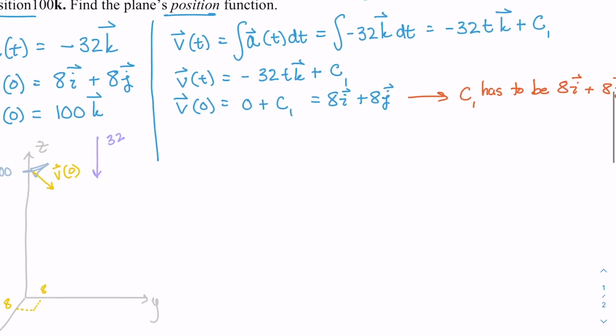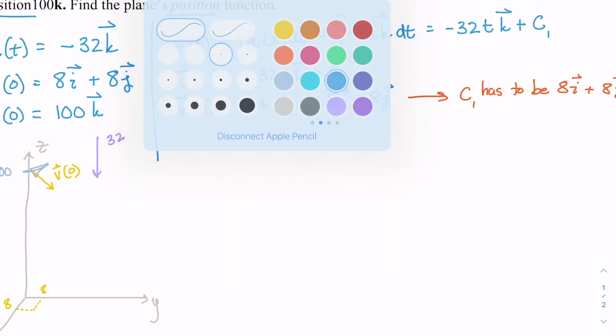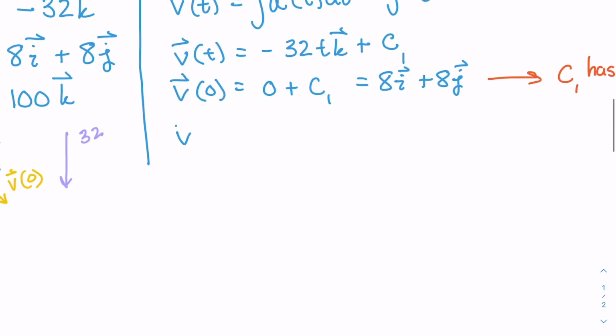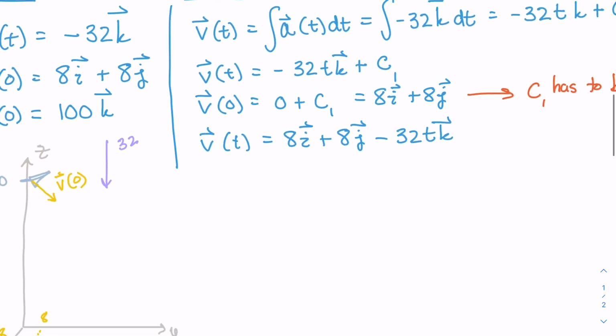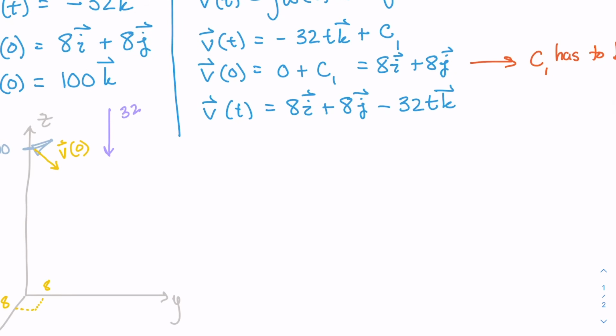So now we know the full-fledged velocity function is 8i plus 8j minus 32tk. Cool. So now that we have the full velocity function, let's integrate one more time, do the same process again to get down to the position function.